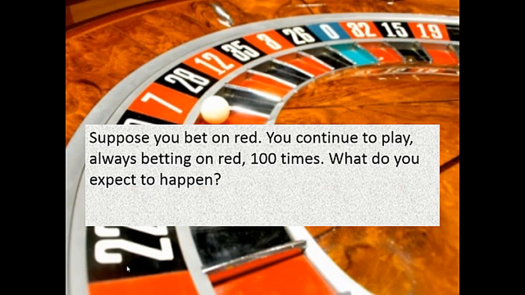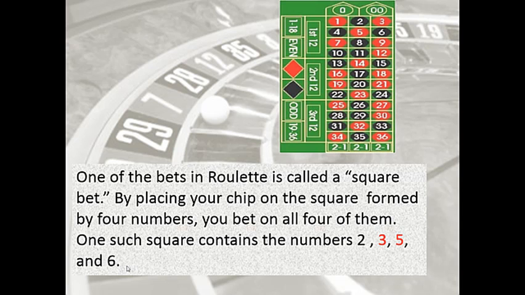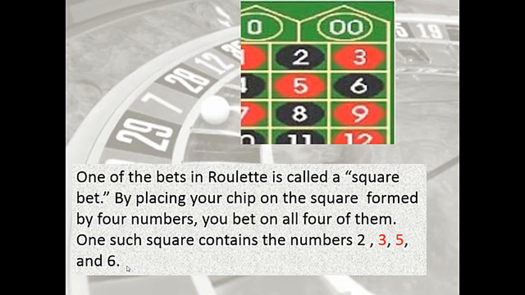Okay, what if you bet on red 100 times? What do you expect to see? Another way to bet on a group of numbers is to place a square bet. By placing your chip on the square formed by 4 numbers, you bet on all 4 of them. In the following example, we will be betting on the square bet that contains the numbers 2, 3, 5, and 6. Here you are betting on 4 numbers at once, so the probability of winning is 4 out of 38.